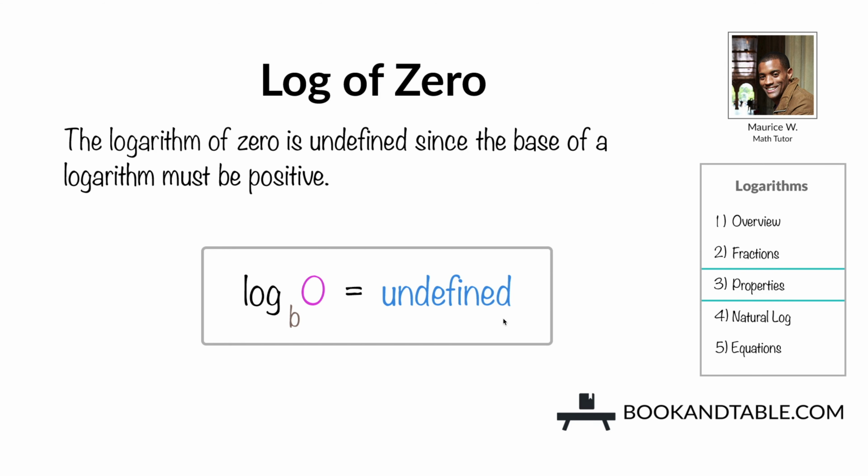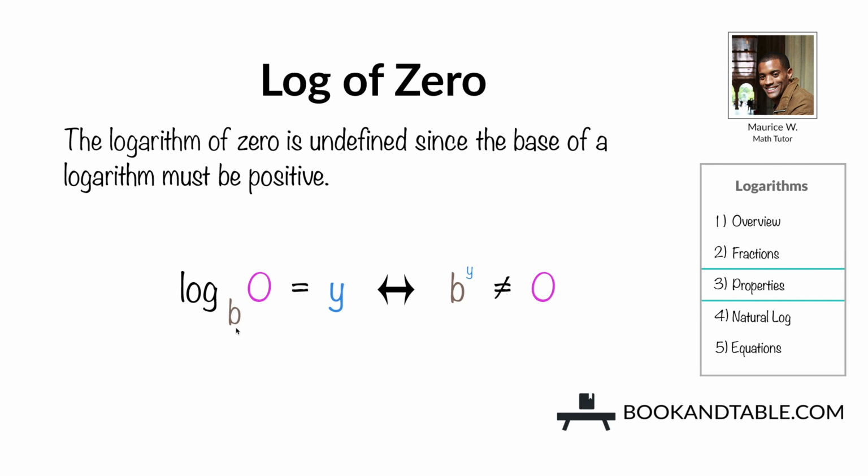Another property is the logarithm of 0. The logarithm of 0 is undefined since the base of a logarithm must be positive. The logarithm of any base of 0 is undefined. Why is that? It is because our base b must be greater than 0, and any number that is greater than 0 raised to a power will not be equal to 0.